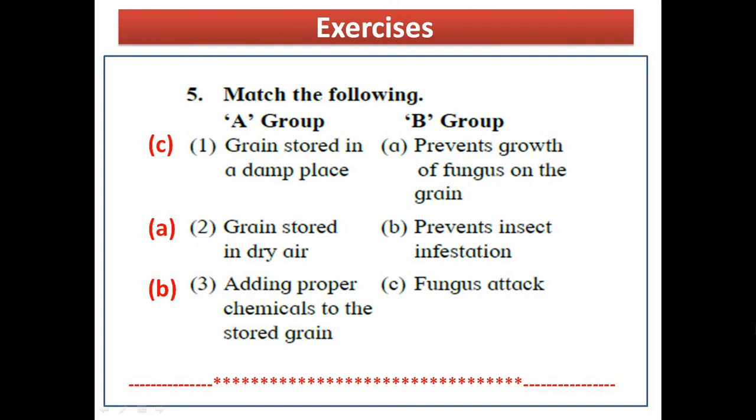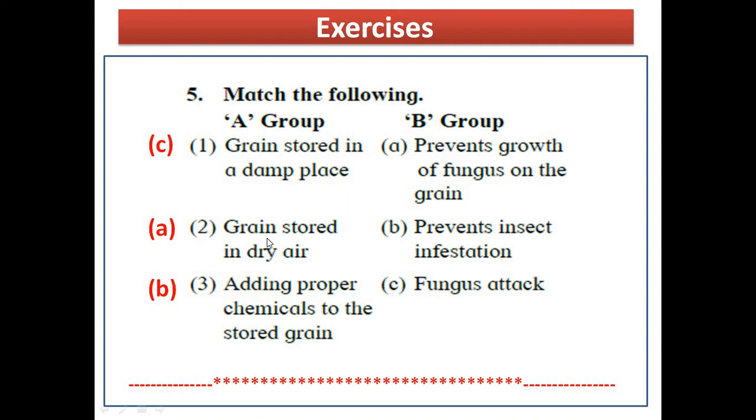Next question is match the following. You have to make two columns. In the first column, that is A group, write the first one, grain stored in a damp place, and in front of that put a dash and write the answer, that is option C from B group, fungus attack. Write this in front of the first, grain stored in a damp place, dash, fungus attack.